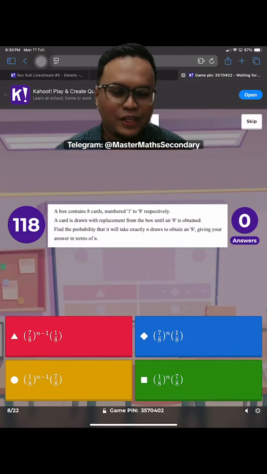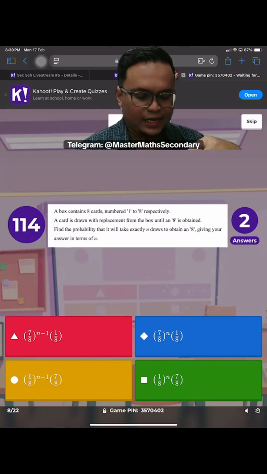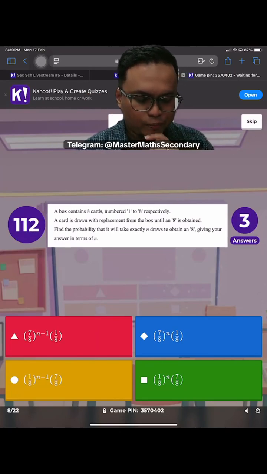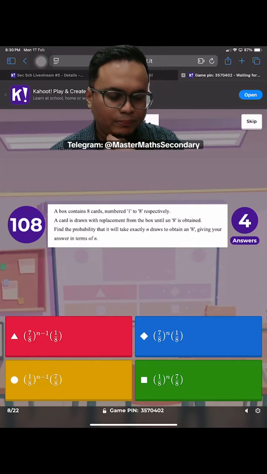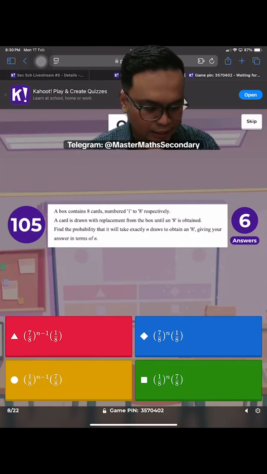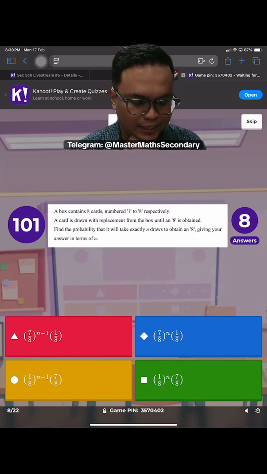Okay, next question, guys. Question number 4. Same context as the previous one, the 8 cards. Now you're asked to find the probability that it will take exactly n number of draws to obtain an 8. Give your answer in terms of n. Now this is a bit tricky. That's why I give you a little bit more time.